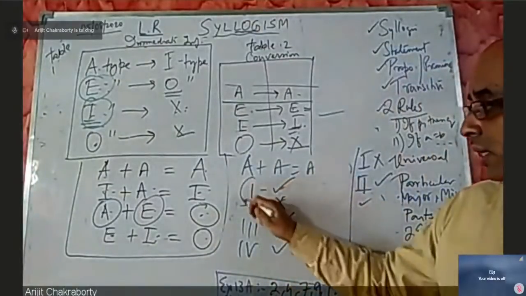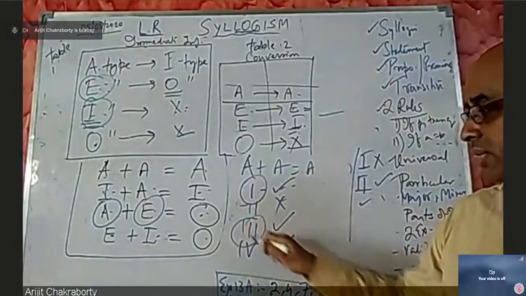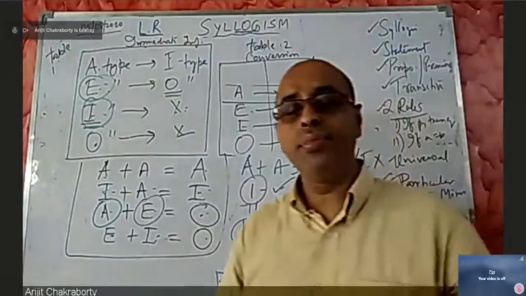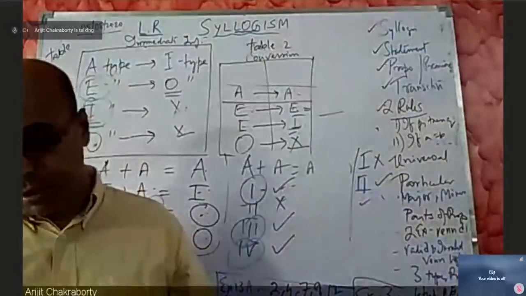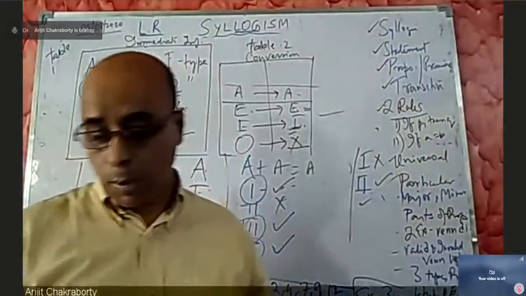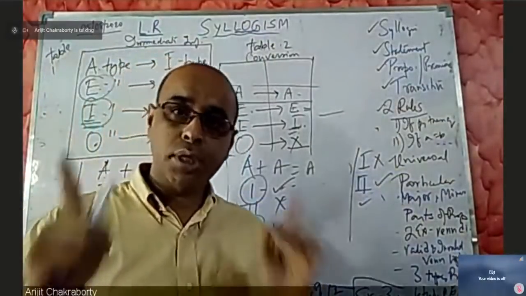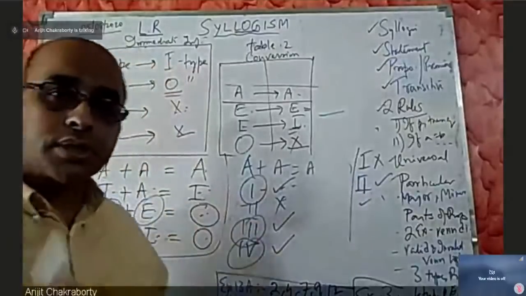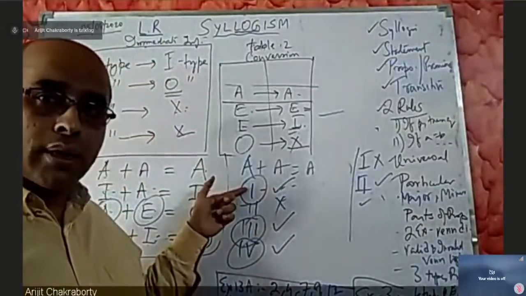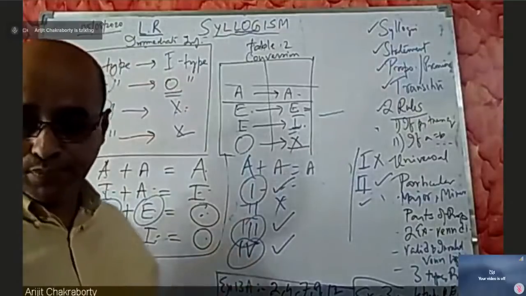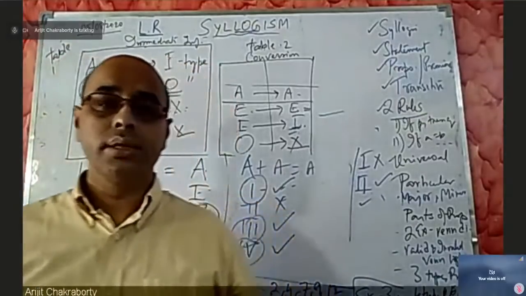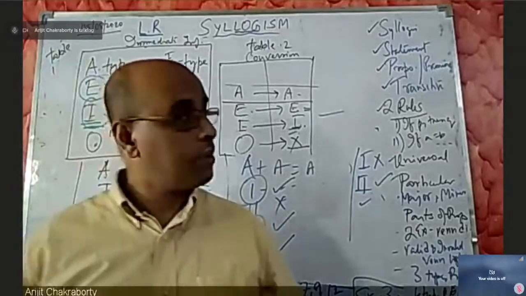That means here conclusion 1 is correct, 3 is correct and 4 is correct. So in this given question option C is correct, because option C says conclusion 1, conclusion 3 and conclusion 4. Okay, so this is syllogism. We have completed this chapter.